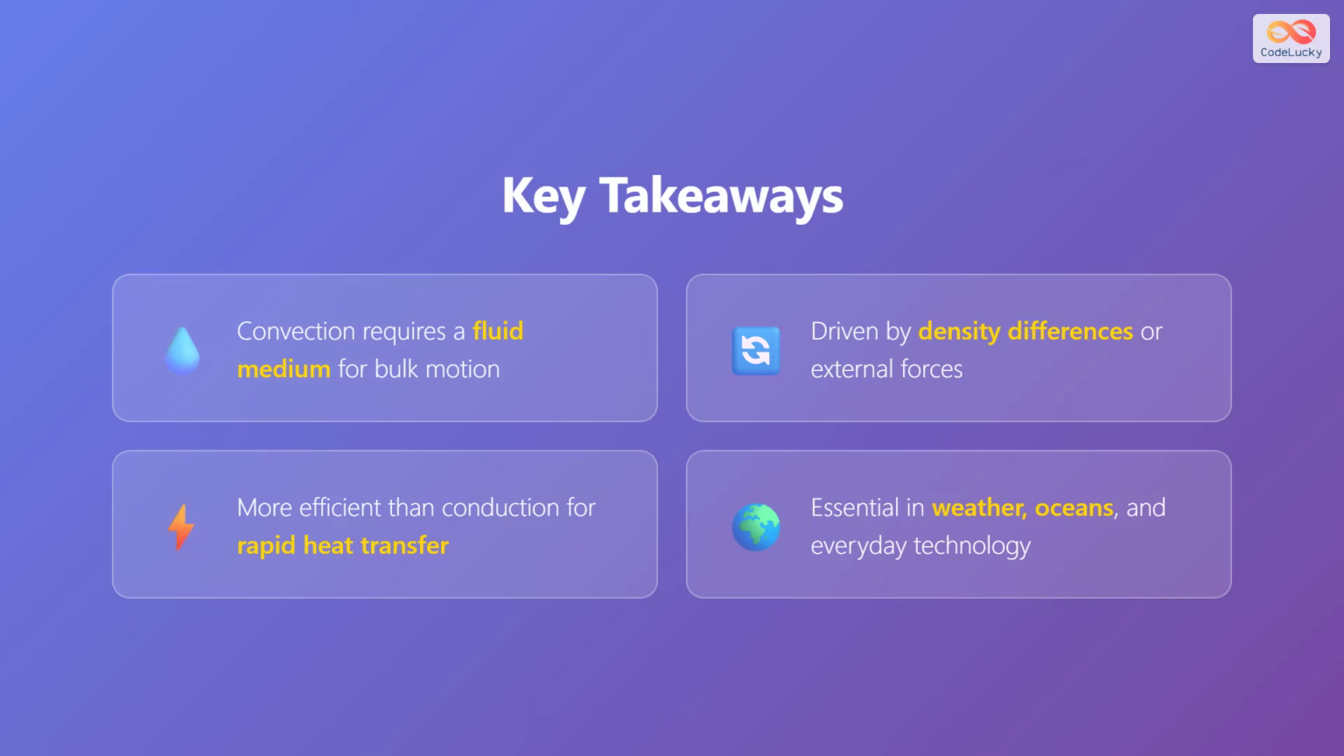Let's summarize the key points about convection. First, convection requires a fluid medium, either liquid or gas, for bulk motion to occur. Second, it is driven either by density differences caused by temperature variations in natural convection or by external forces like fans and pumps in forced convection. Third, convection is more efficient than conduction for rapid heat transfer because it moves large amounts of fluid carrying thermal energy. Finally, convection is essential in weather patterns, ocean currents, and everyday technology like heating and cooling systems. Understanding convection helps us grasp how thermal energy moves in fluids all around us.